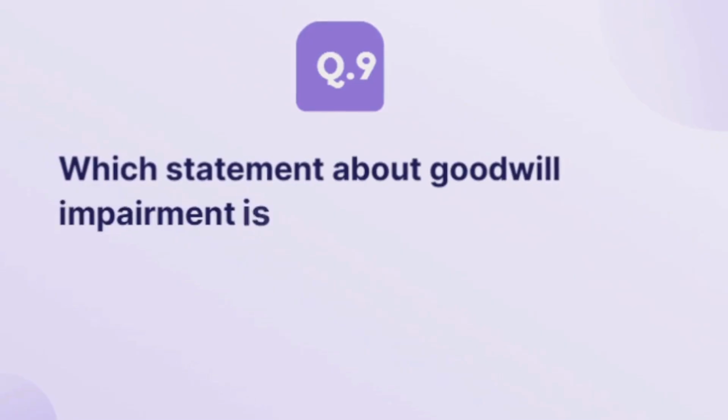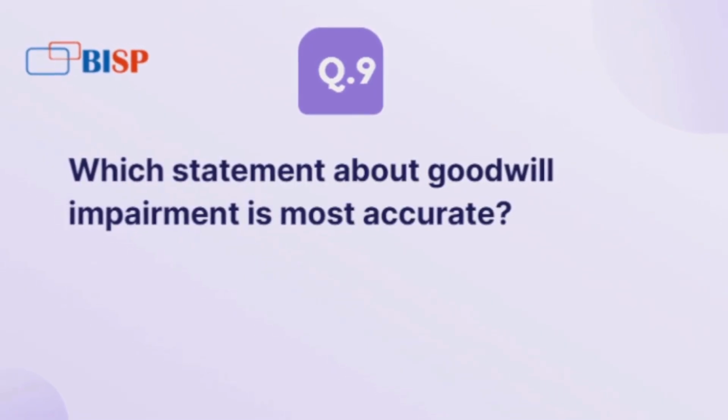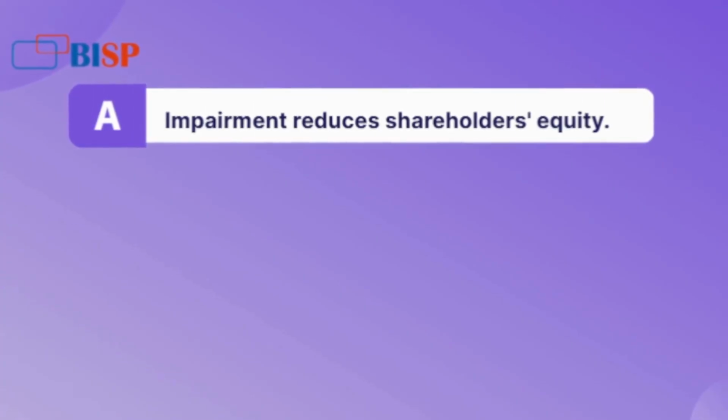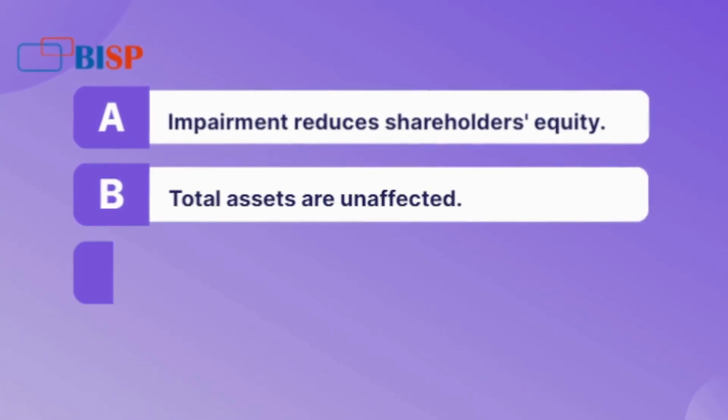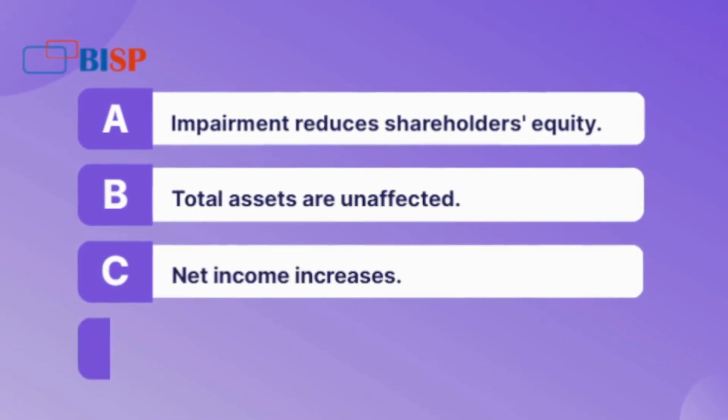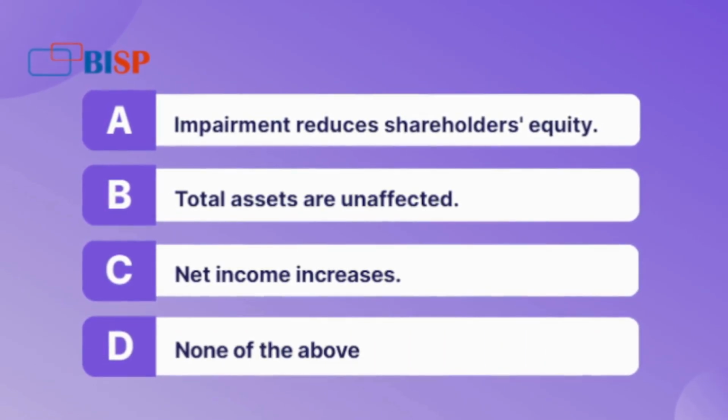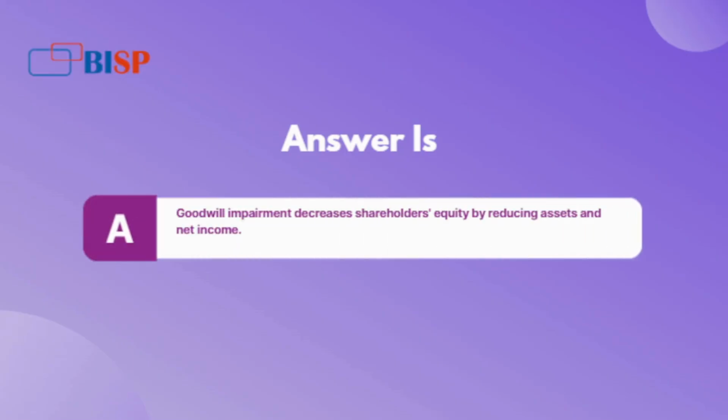Which statement about goodwill impairment is most accurate? A. Impairment reduces shareholders' equity. B. Total assets are unaffected. C. Net income increases. D. None of the above. Answer is A. Goodwill impairment decreases shareholders' equity by reducing assets and net income.